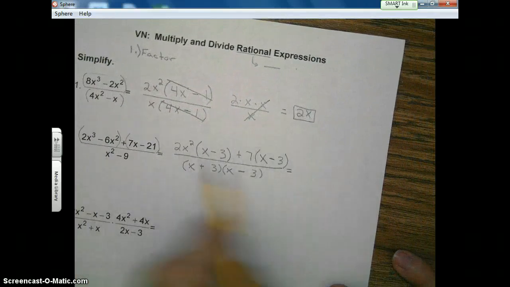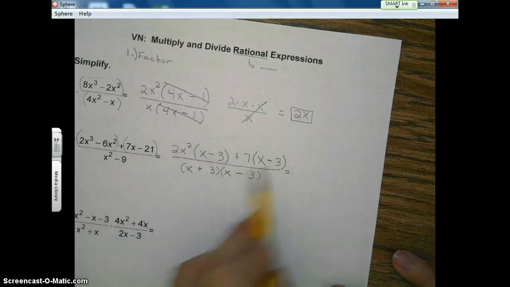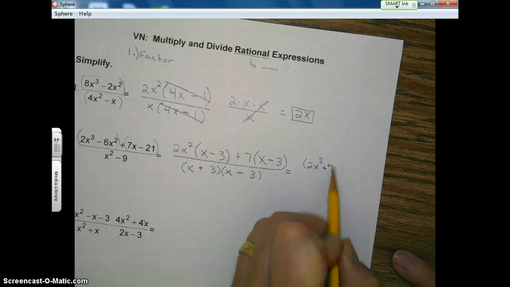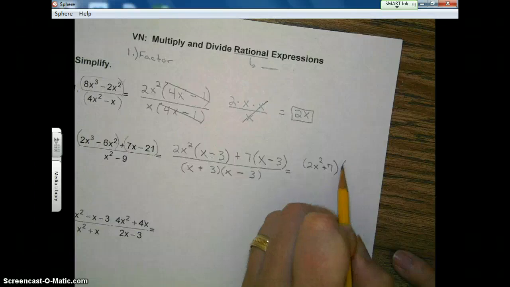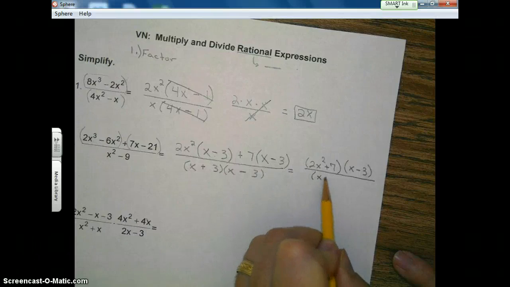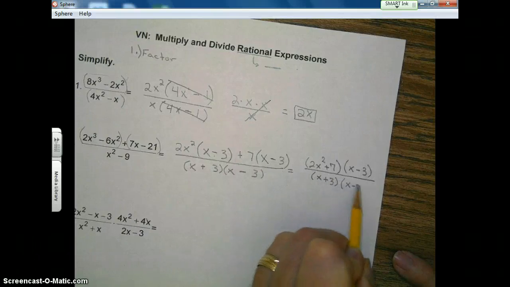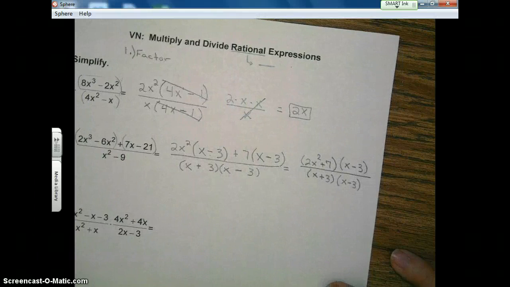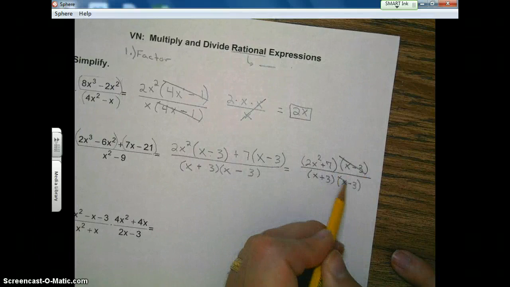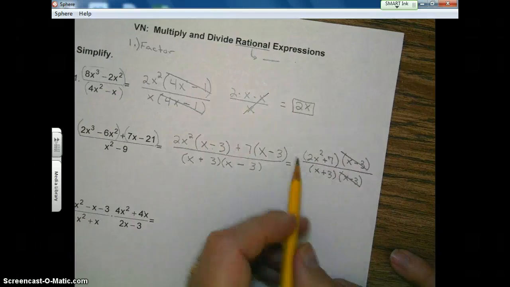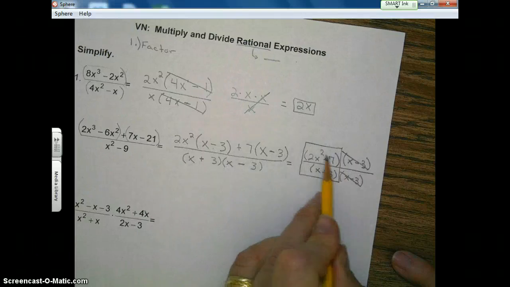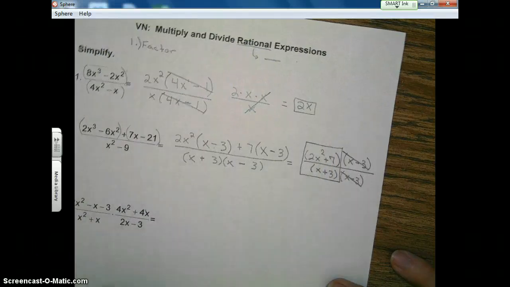All right. Let's rewrite this. The 2x squared plus 7 go together. And then we only need one of these x minus 3's over x plus 3, x minus 3. See anything we can cancel now? Sure do. This group and this group are the same, so they can cancel. Then we're left with this, and that's going to be our answer. We could try to factor this, but it's not factorable.